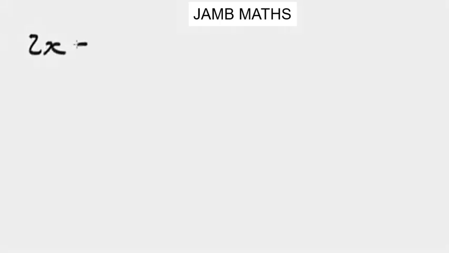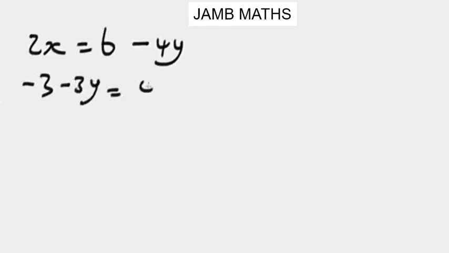2x equals 6 minus 4y, and we also have minus 3y equals 4x. So we have to find the value of x and y respectively. So this is a simultaneous equation. And the first thing you have to do is to arrange these linear equations respectively.